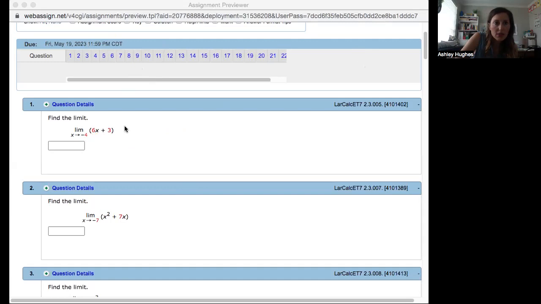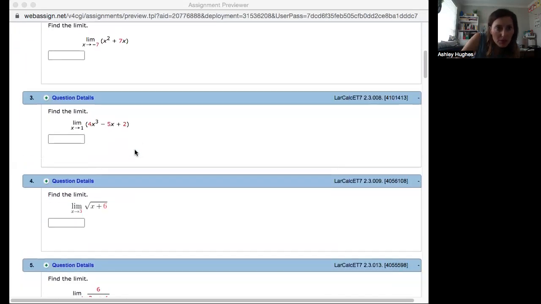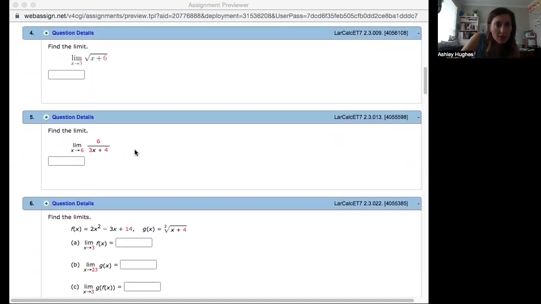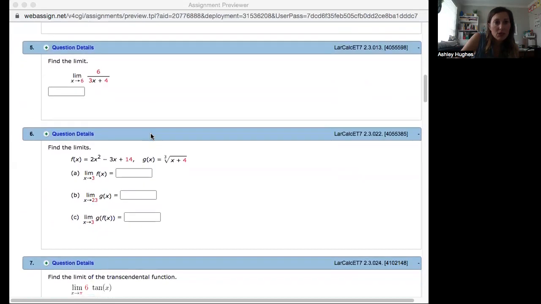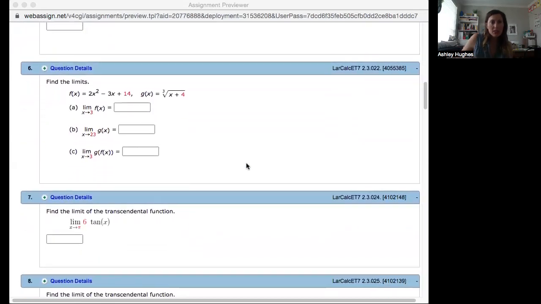So let's scroll down. Same for number 3, number 4, all of those you just plug in. Number 5, plug in, you'll get a fraction as your answer, that's okay. Number 6 is limit properties. So don't be scared by that notation. You're just gonna plug in. So this says x goes to 3 for f of x. So you're gonna plug in 3 for that x and that x.